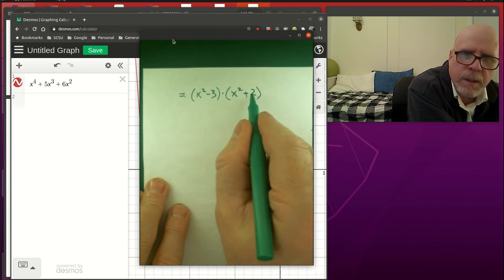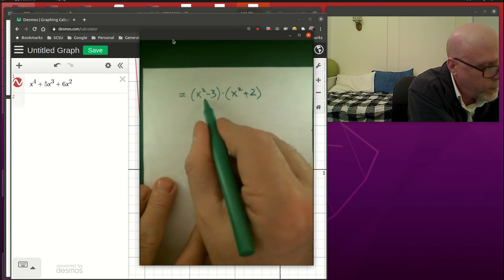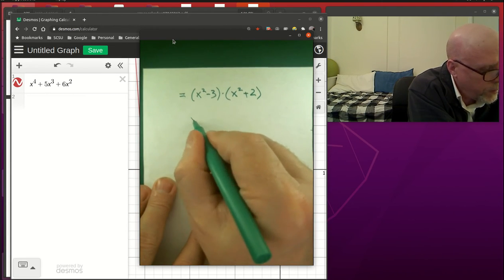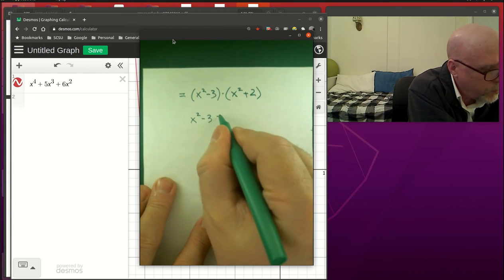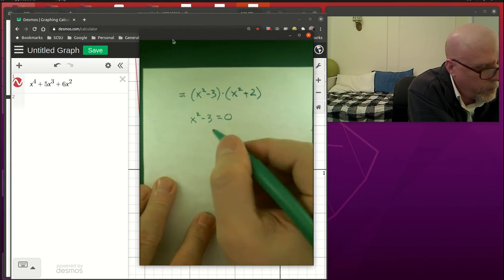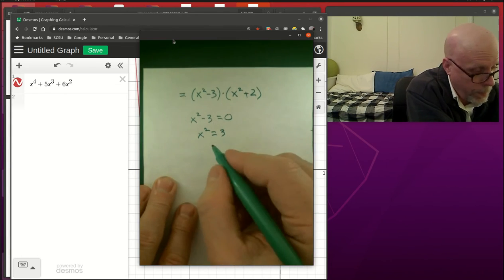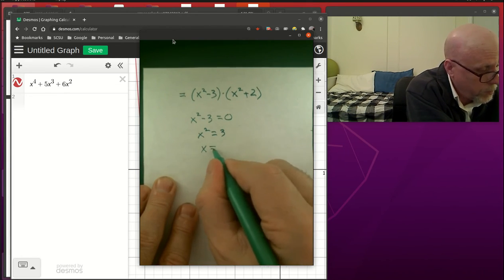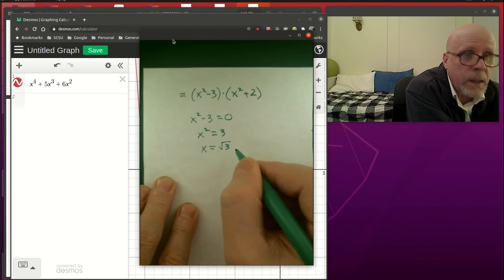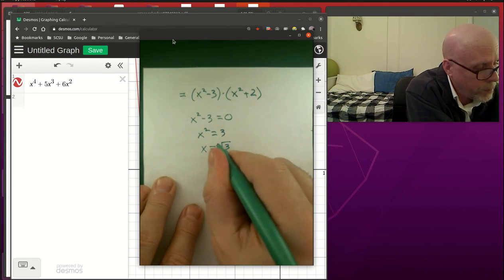Both of these lead to issues. This one, not so bad. If x squared minus 3 equals 0, then adding 3 to both sides, you get that x squared is equal to 3. And so x must be the square root of 3. Not quite right. I should say plus or minus the square root of 3.